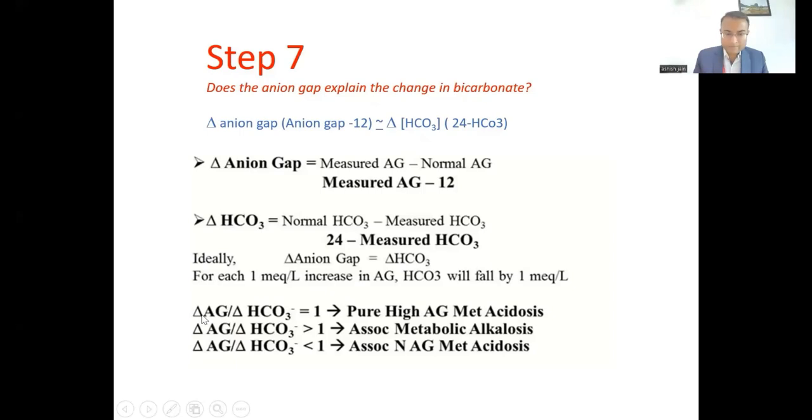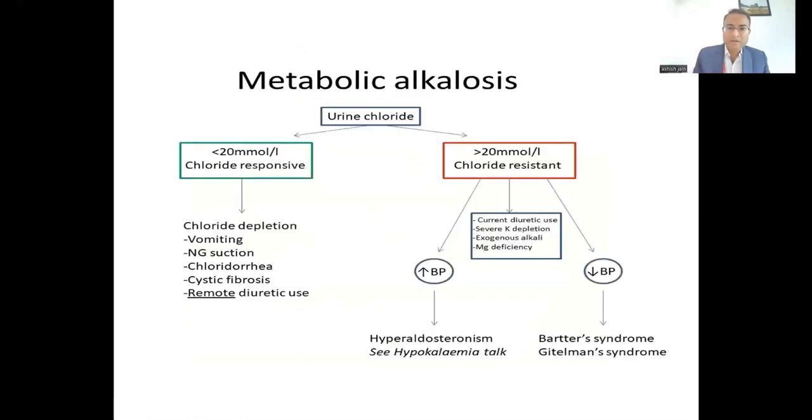If delta anion gap is high, that means metabolic acidosis is also associated with metabolic alkalosis. And if delta anion gap is less than delta bicarb, it means metabolic acidosis is associated with non-anion gap metabolic acidosis. So two kinds of metabolic acidosis are present: high anion gap metabolic acidosis and normal anion gap metabolic acidosis.